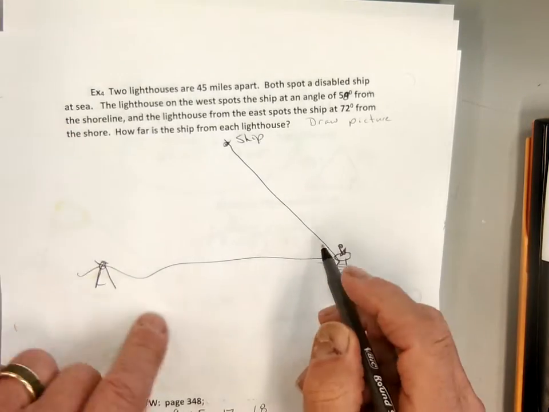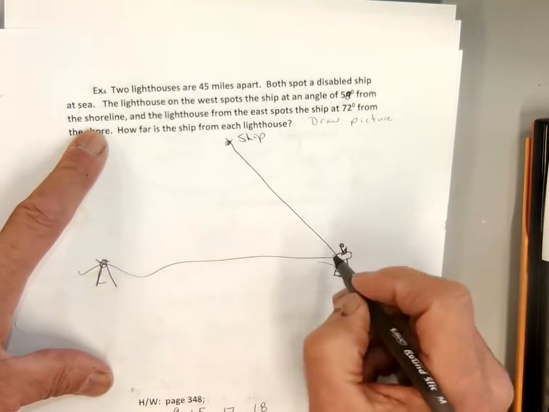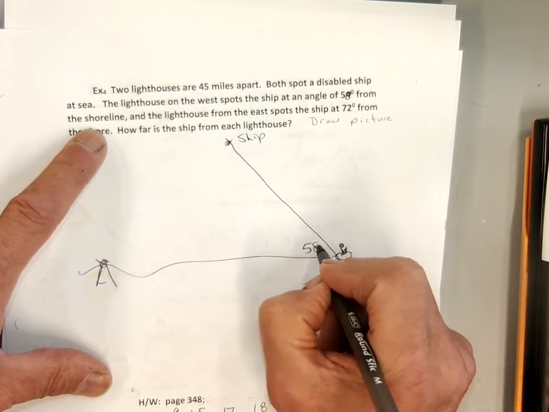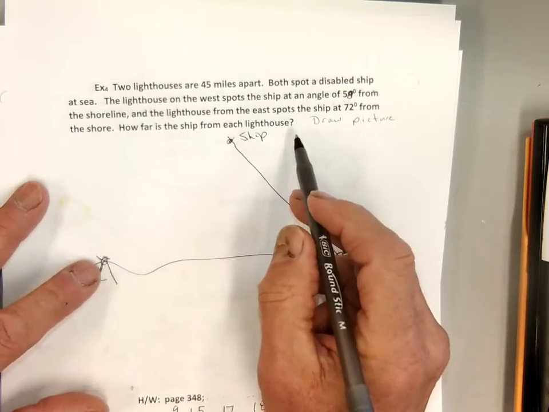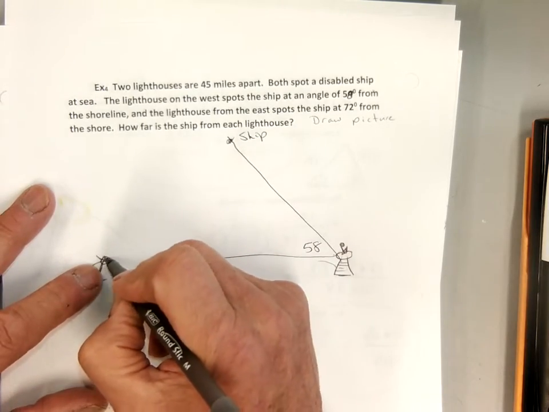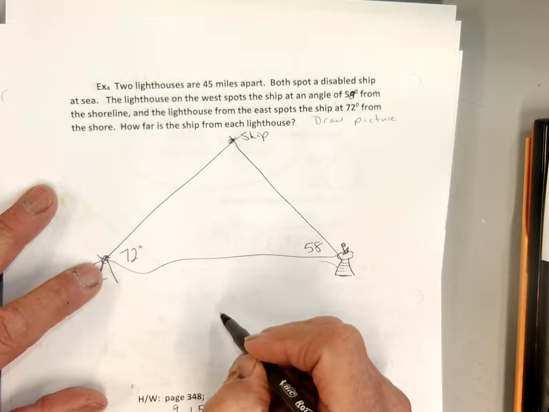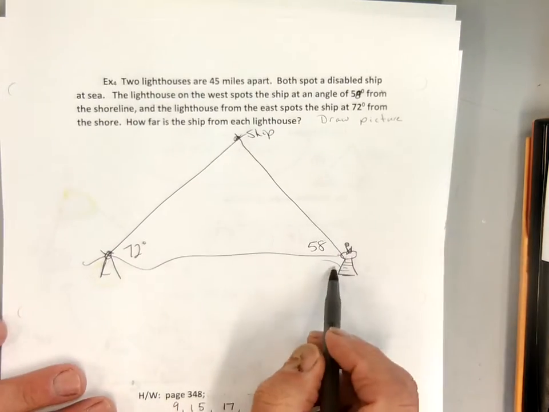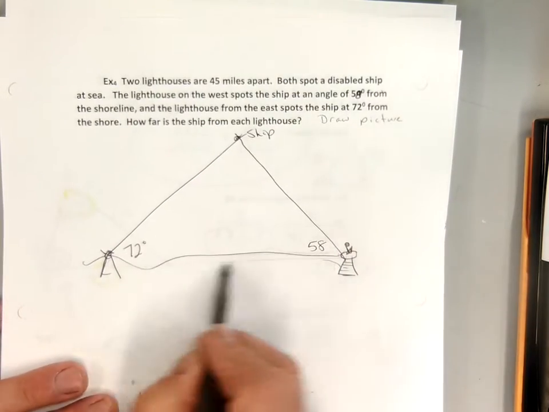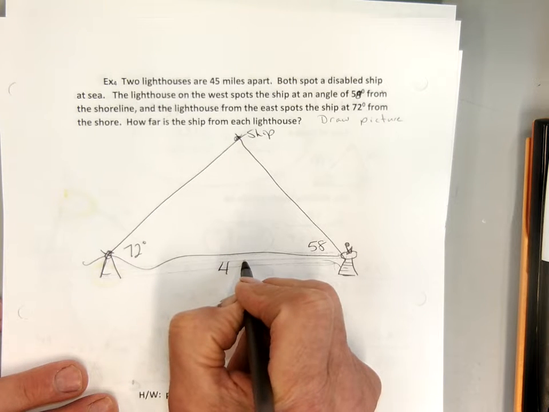So the lighthouse on the west spots it at 58 degrees from the shoreline. And then the lighthouse from the east spots the ship at 72 degrees from the shore, right? Now, we need one more piece of information. They're 45 miles apart. I'm going to put that right there.